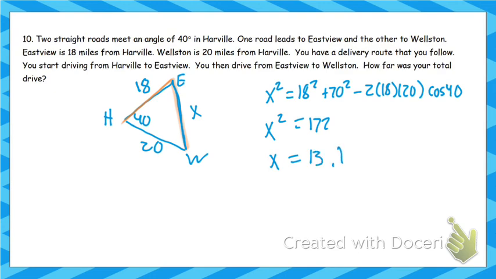Now again, let's make sure we answer the question that it asked. It didn't ask for the distance from Eastview to Wellston. It asked for the total distance of your drive. Well, I drove 18, then I drove 13.1. So 18 plus 13.1 gives me my total distance of 31.1 miles.